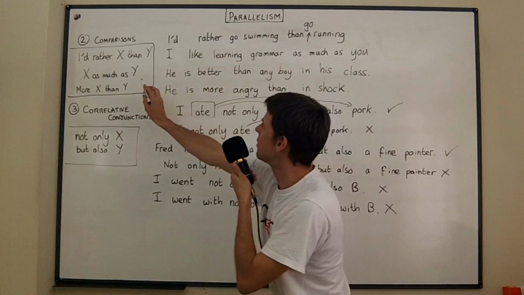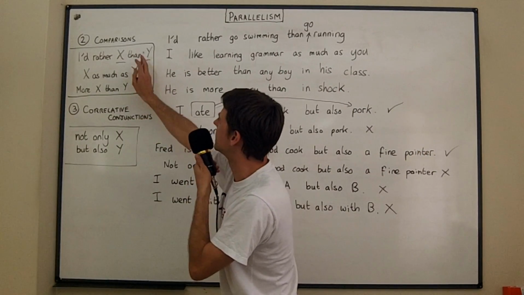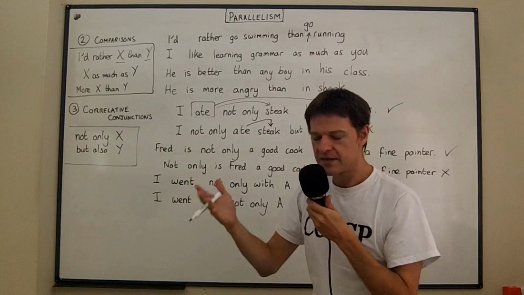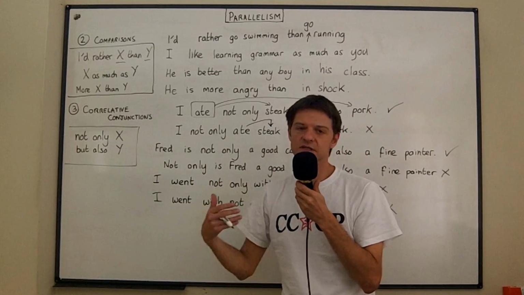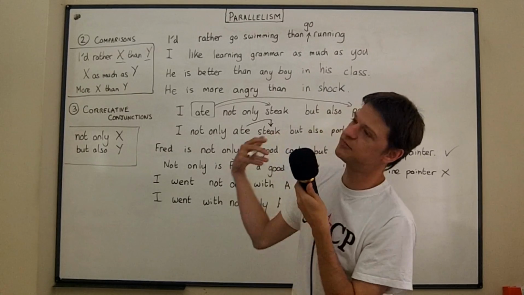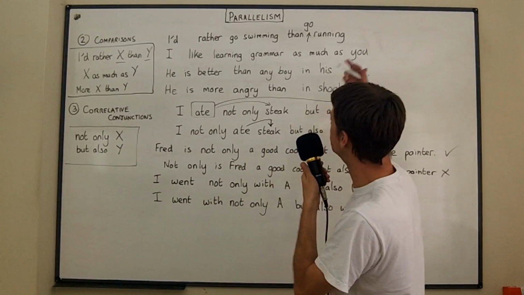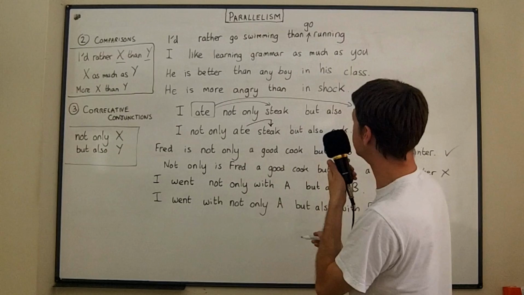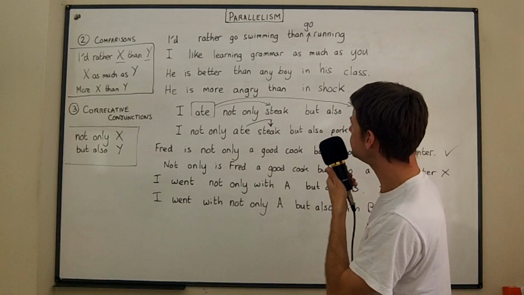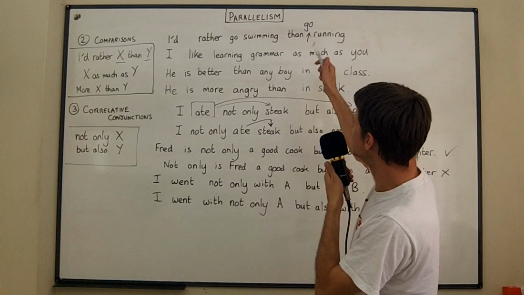And it's just because you've got x must equal y, yeah? They must be of the same class in order to make a comparison. And so they must both be nouns, or both be adjectives, or both be verb phrases. Go swimming than go running. Okay? Have a look at the next one.